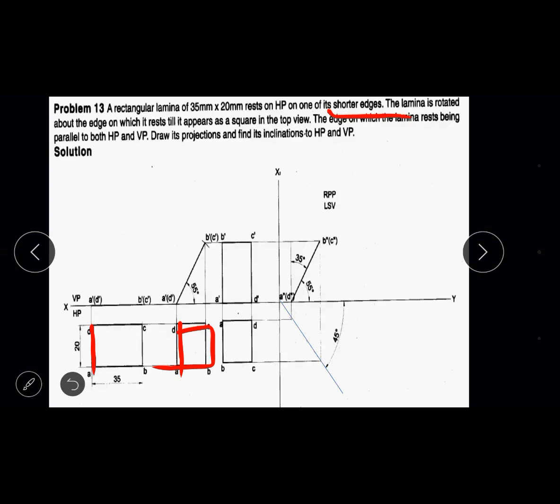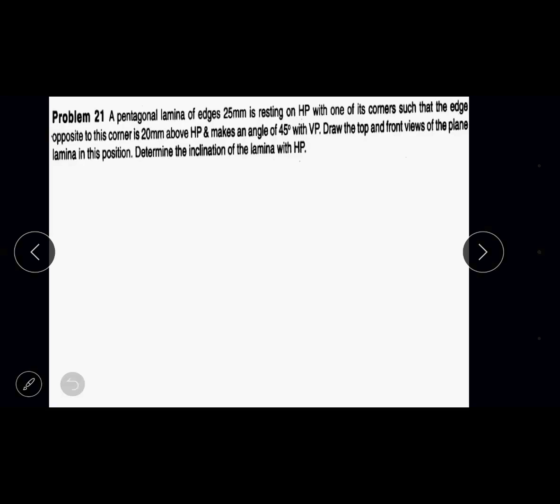So I will go to the next problem. Problem number 21: a pentagonal lamina of edges 25 mm is resting on HP with one of its corners such that the edge opposite to this corner is placed 20 mm above HP and makes an angle of 45 degrees with VP. Draw the top and front views of the lamina, plane lamina, in this position. Determine the inclination of the lamina with HP.